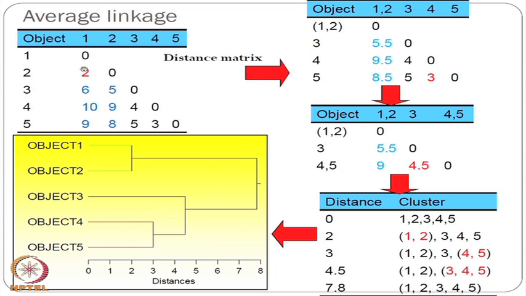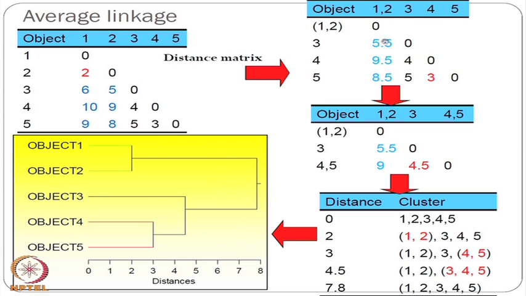Then your first step is, what is the minimum distance here, that is 2. That is between 1 and 2, you have grouped 1 and 2, and then in another matrix you have computed the distance matrix like this. Now, how do we get these 5.5, 9.5 and 8.5 values? These other values 4, 5, 3 are between 3 and 4, between 3 and 5 and between 4 and 5, that will be straight away taken from this previous matrix.